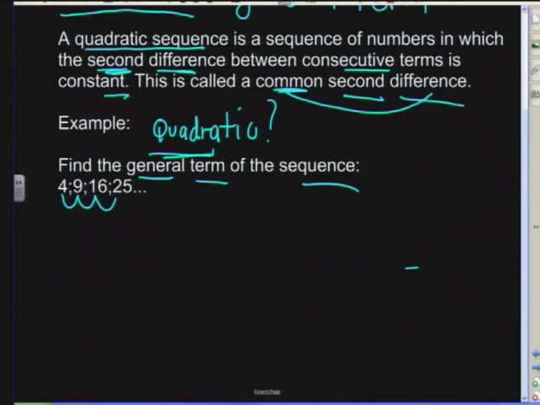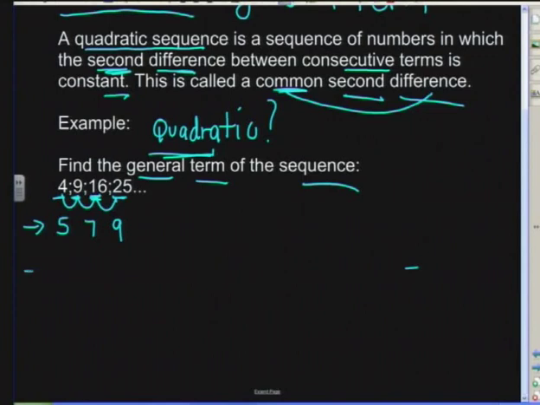So the first thing we do is find the first difference by saying term 2 minus term 1, so 9 minus 4 gives me 5. Then I say term 3 minus term 2, 16 minus 9 gives me 7. And then I say term 4 minus term 3, 25 minus 16 is 9. All right, so that's the first difference.